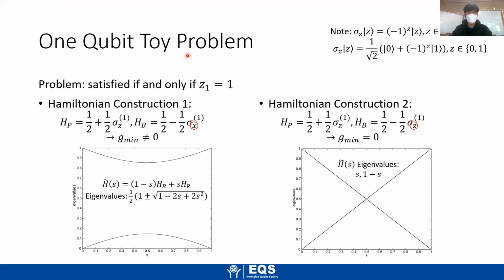So we were trying to solve a one qubit toy problem, and we had one clause and 1 qubit, and we wanted that qubit to be in the 1 state. And we gave 2 constructions, and one had the initial state in a basis that is not the computational basis, and one had the same basis as our target solution state. And we saw that for one case, the G min was not 0, and so AQC is possible. And for one of them, the G min is 0, so AQC is not possible.